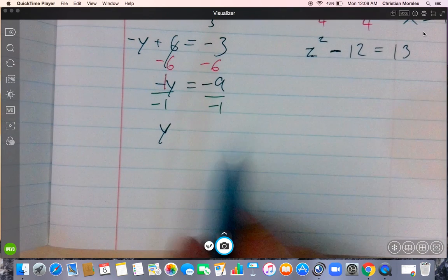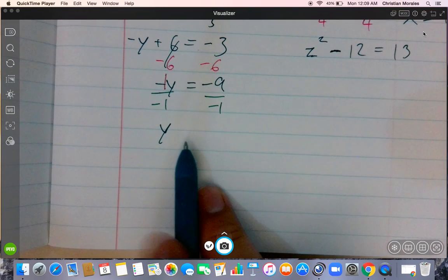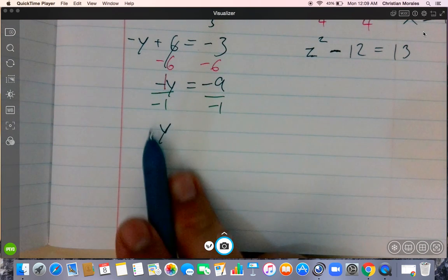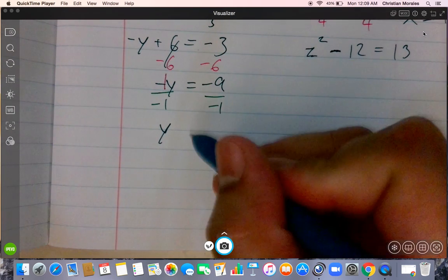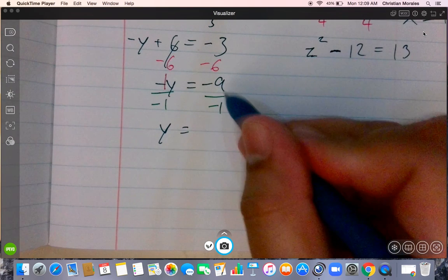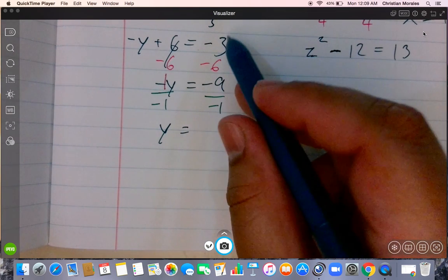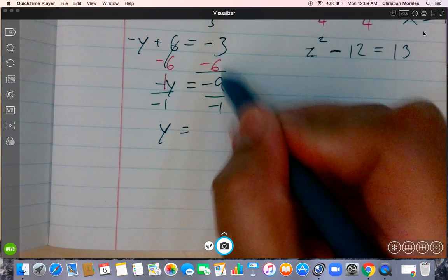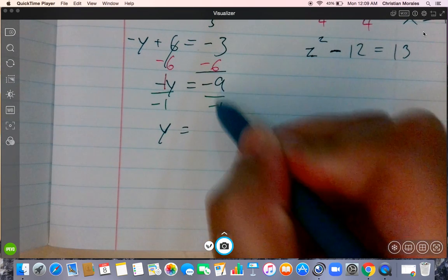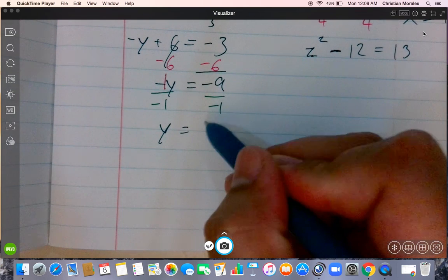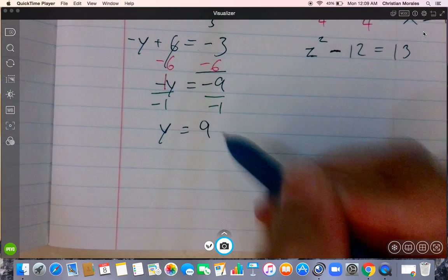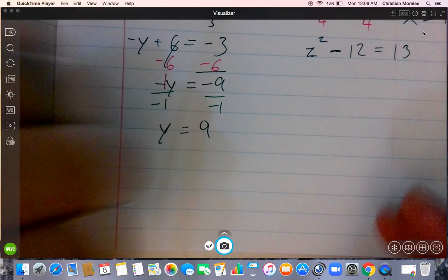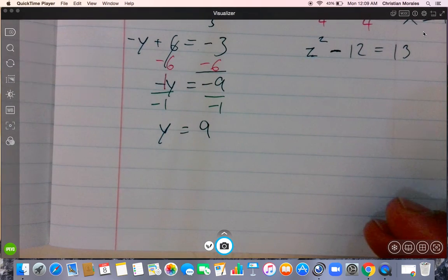Why do you want to do that? Because whenever you answer for your variable, that variable needs to be by itself, isolated, nothing else, not even a negative sign. So now you have negative 9 divided by negative 1. Now this is different from here. Right here we were combining it. Here we're dividing. When you divide a negative by a negative, you get a positive 9, and that's your answer. So be careful with your negatives. Practice with your negatives. Use your calculator.